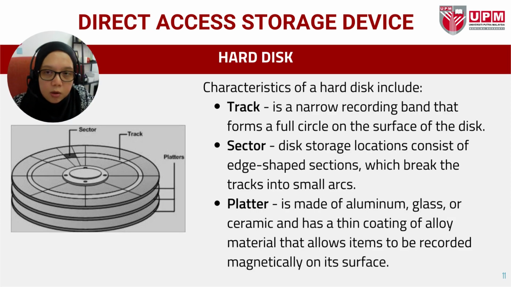Hard disk is one of the examples of the direct access storage device. Characteristics of a hard disk include the track, which is a narrow recording band that forms a full circle on the surface of the disk. Sector: the disk storage locations consist of wedge-shaped sections which break the tracks into small arcs. Platter is made of aluminum, glass, or ceramic and has a thin coating of alloy material that allows items to be recorded magnetically on its surface.